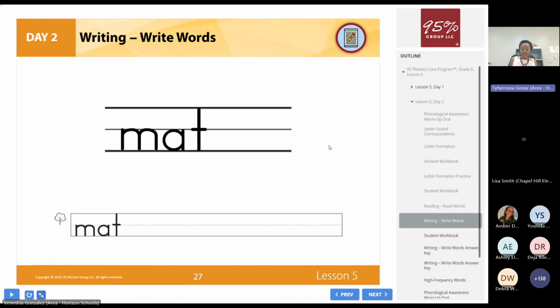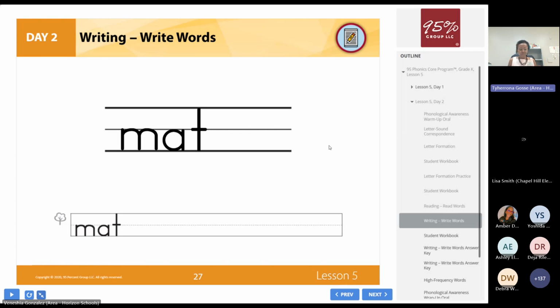Good job tracing. M, a, t. Let's blend the sound. Mat. What's the word? Mat. Good job. Notice we did not pause or stop between sounds.